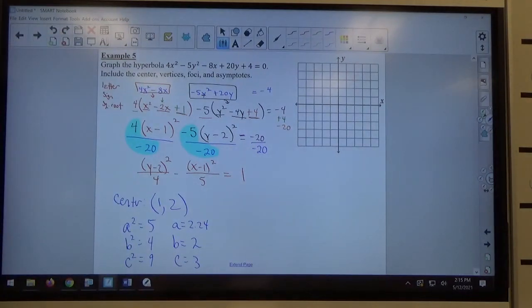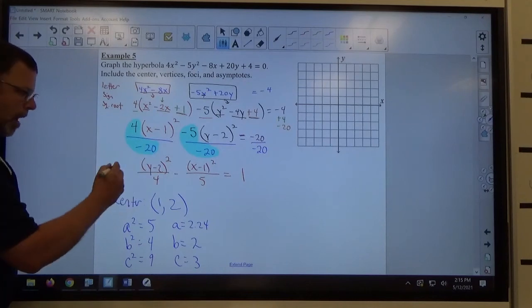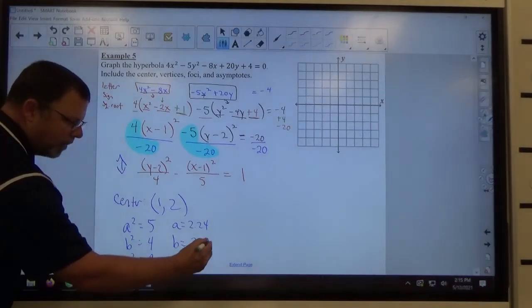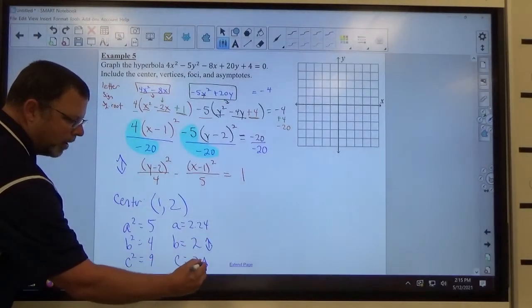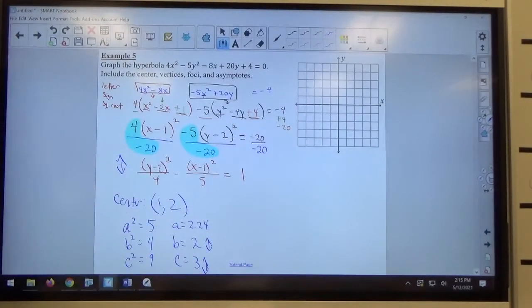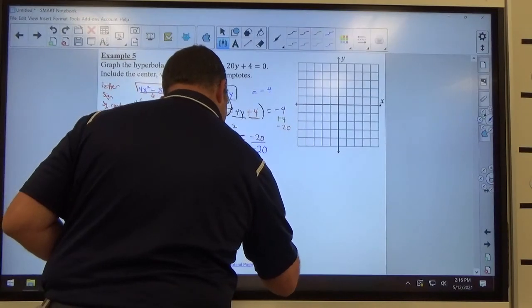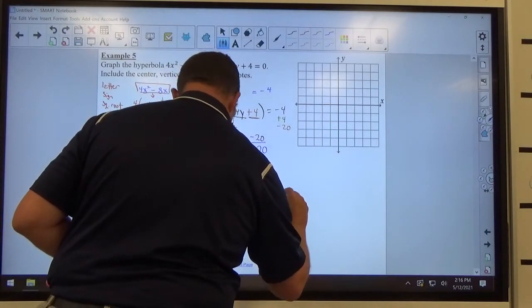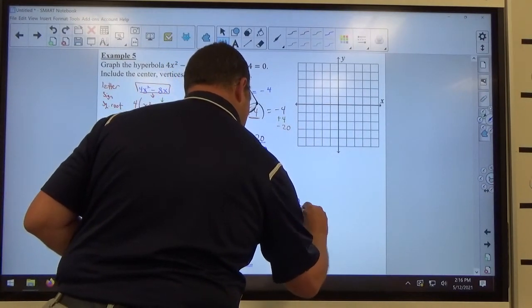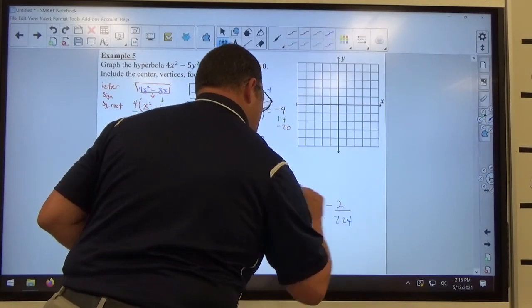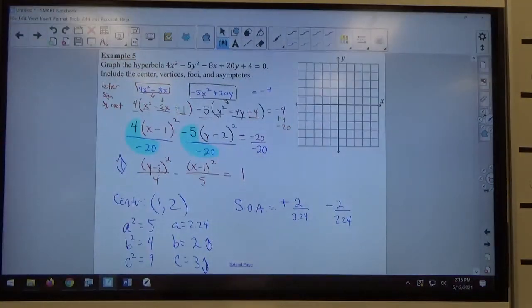What type of hyperbola is this, up, down, or left, right? Up, down, because y is positive. The y is positive, which makes it up, down, which means that we care about b, up, down to get 2 points, and c, up, down to get 2 points, 2 vertices, 2 foci. A does not come into play for plotting points. And finally, my slopes of asymptotes, SOA, is going to be positive 2 over 2.24 and negative 2 over 2.24. I'm going to write it like that instead of the plus minus. I think that was confusing some people yesterday.